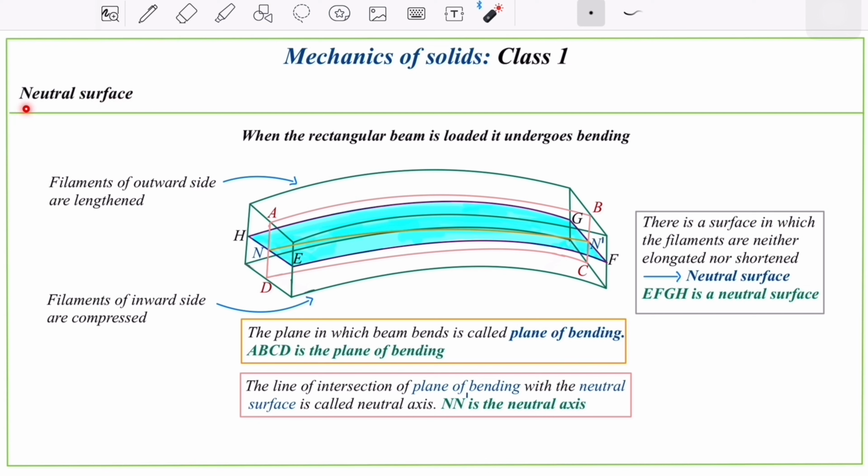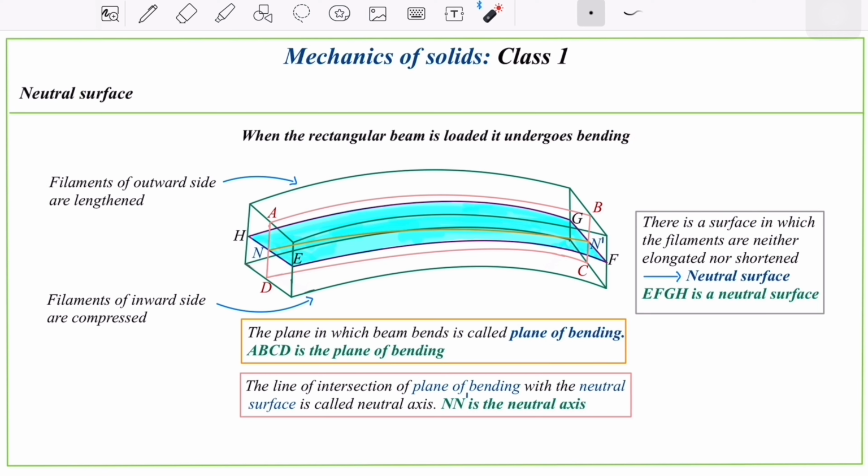Now let us understand the neutral surface. Consider a beam which is clamped at one end and loaded at the other end. Now what happens to the beam? It will undergo bending on the loaded end. Here the loaded end is the right hand side. Now once the beam bends, what happens to the longitudinal filaments inside the beam?